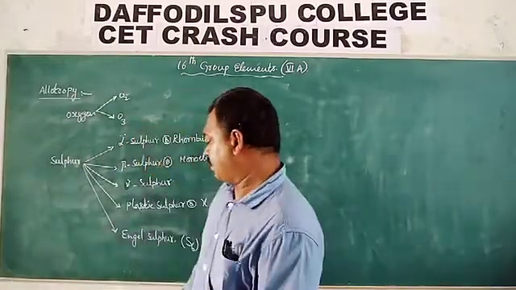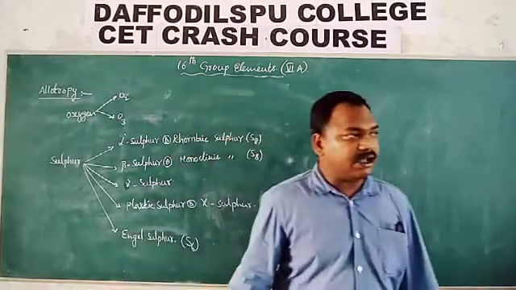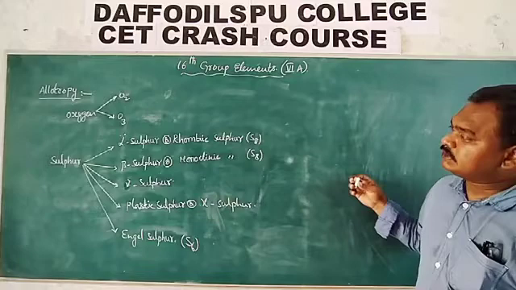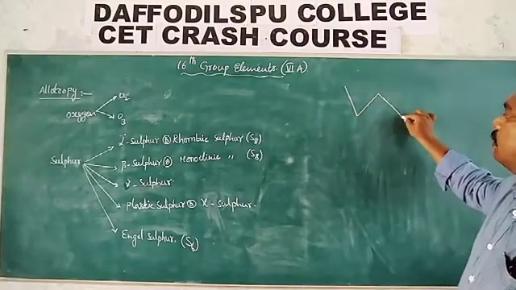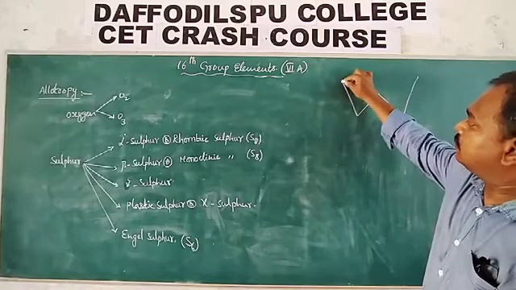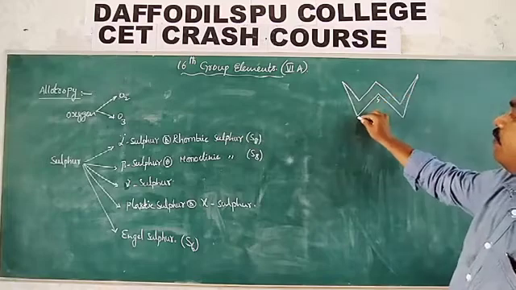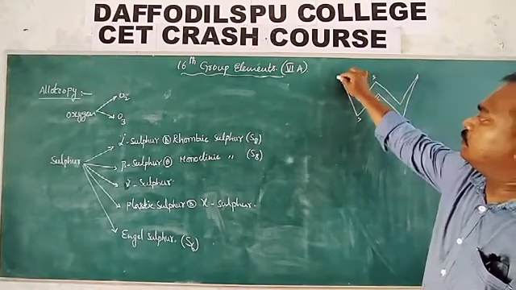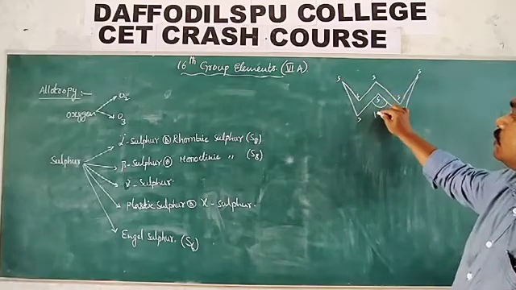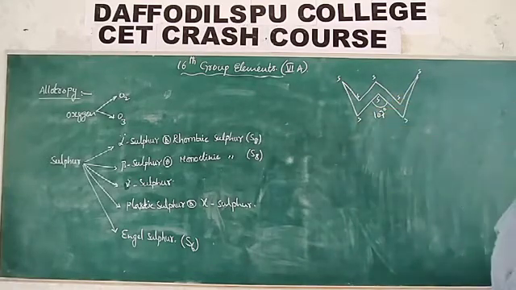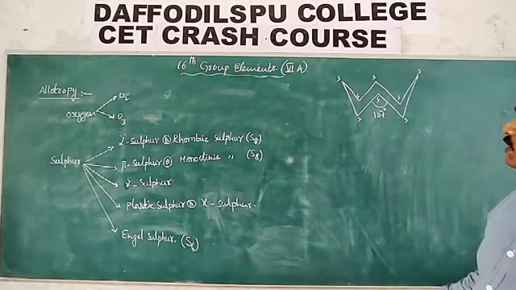This angel sulfur has the chain form. So alpha, beta, gamma sulfurs have the crown structure. This is the crown structure. The bond angle in alpha, beta, gamma sulfur is 107 degrees.